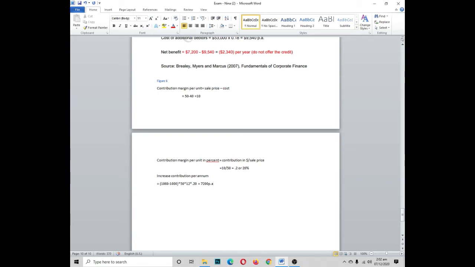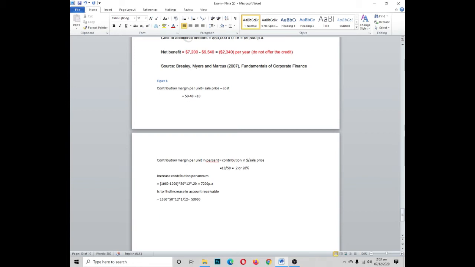After finding the increase in contribution per annum, the next step is to find the increase in accounts receivable. Accounts receivable is simply annual credit sales: 1060 units multiplied by $50, multiplied by 12 per annum, multiplied by 1 month over 12, equal to $53,000 increase in accounts receivable.